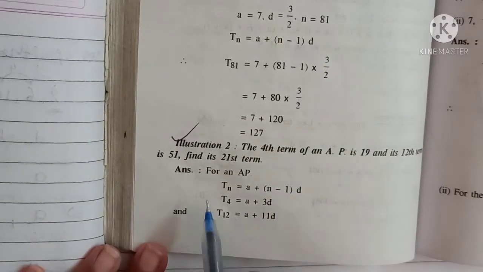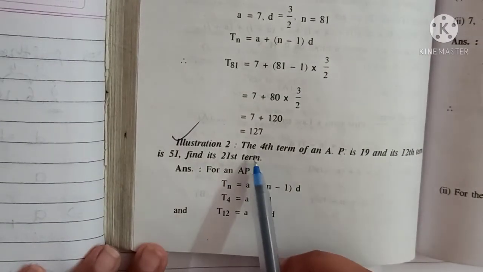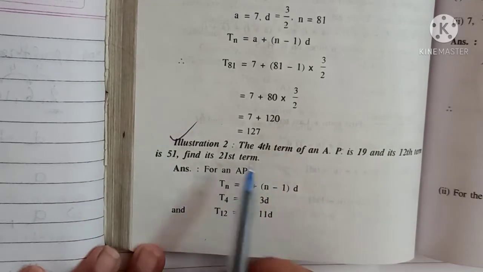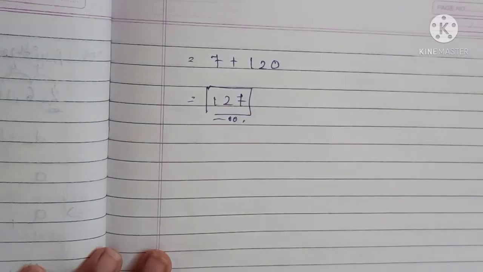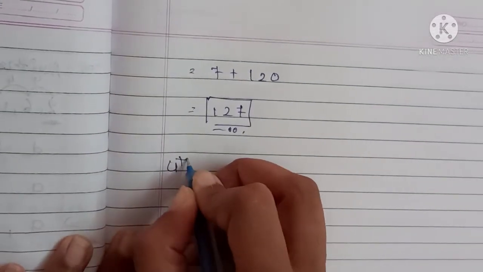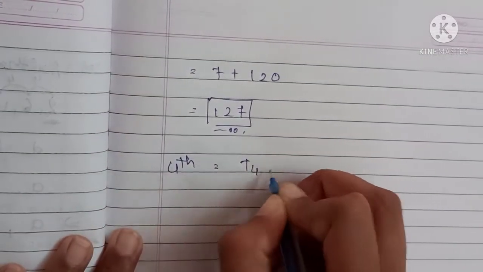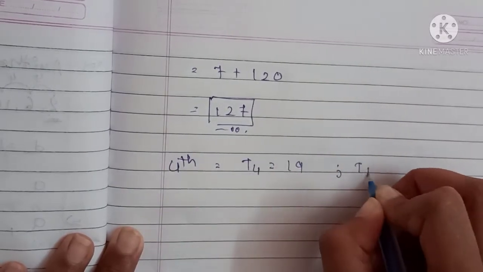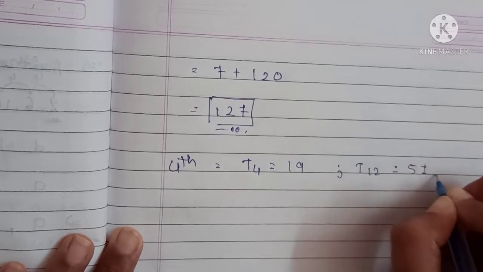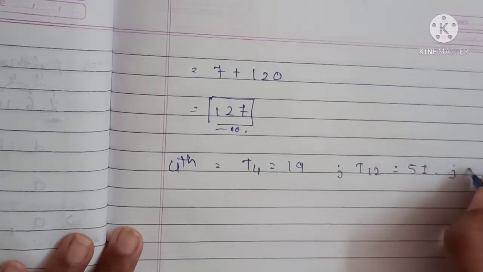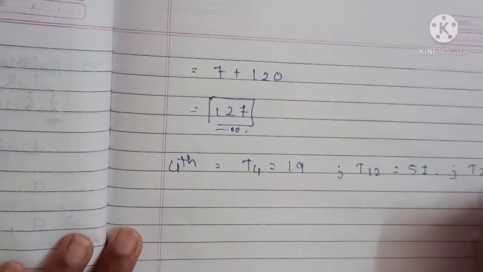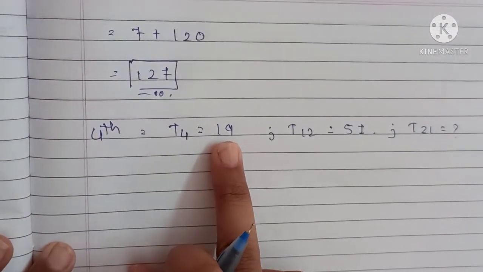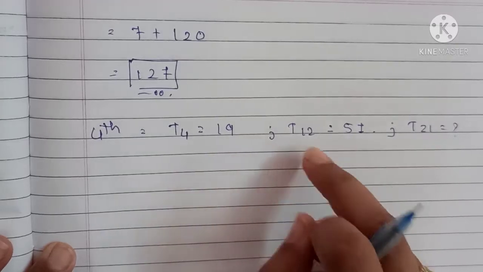Now let's solve illustration number 2. The fourth term of the AP is 19, and the 12th term is 51. Then find out the 21st term. T4 is given as 19, and T12 is given as 51, and we have to find out T21.